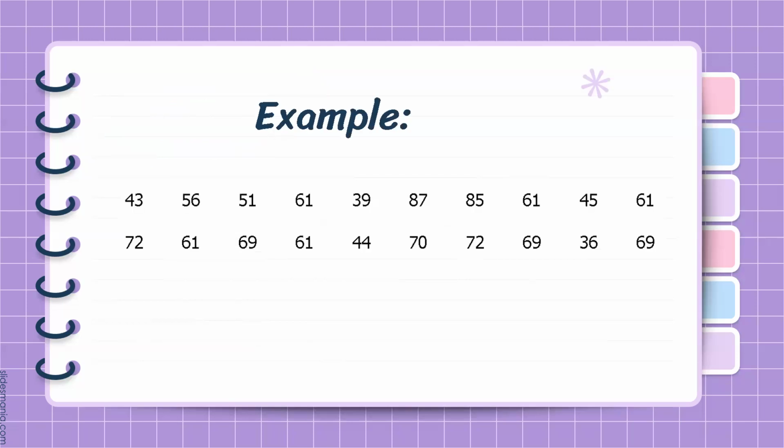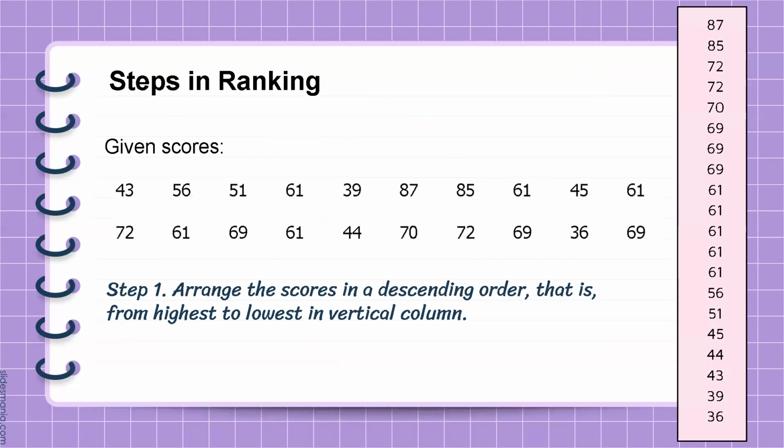Here is an example of a set of scores where we're going to determine the rank of each score. So how do we do the ranking? Step 1 is to arrange the scores in descending order.